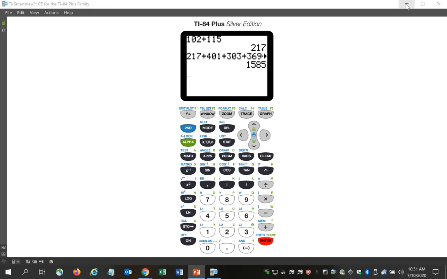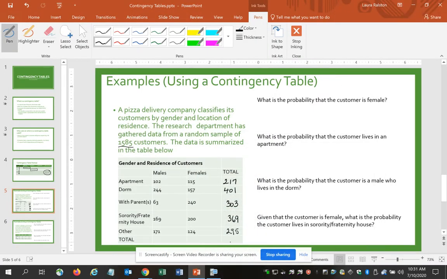Okay, so hopefully I'm on the right track. I didn't make an addition error. So I have 1,585. But I also need to total up how many males were in the survey and how many females were in the survey. And so again, you would just add the columns. We would add 102 plus 244 plus 63 plus 169 plus 171, and that gives us a total of 749. Do the same thing for the females, and we get a total of 836.